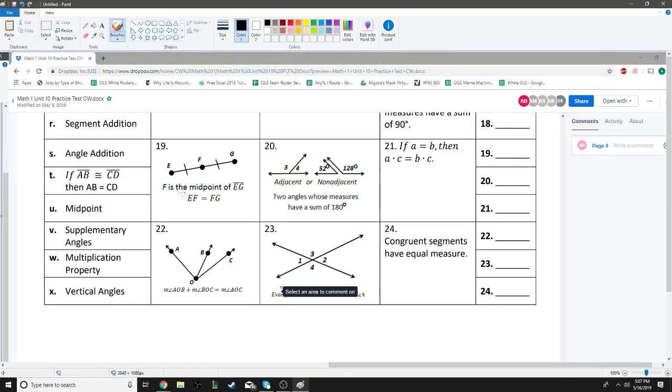Okay, so F is the midpoint. Oh, that's just a midpoint. Two angles whose sum is 180, those are supplementary angles. Multiplying the same thing on both sides would be the multiplication property. We are literally adding angles, that's angle addition. This one down here says 1, 2, 3, 4. Behind all this, this is vertical angles. And if congruent segments, this is congruent segments, then their measures are equal.